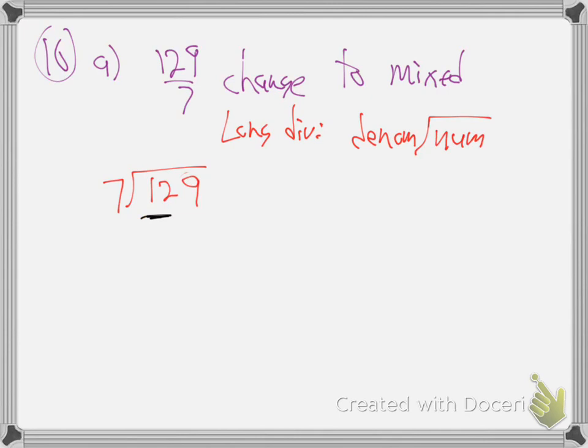So 7 goes into 12. How many times? Just once. And you put the 1 over the 2, right? The last digit of what you're going into. 1 times 7 is 7. Subtract, 5, and then bring down the 9. 7 goes into 59.